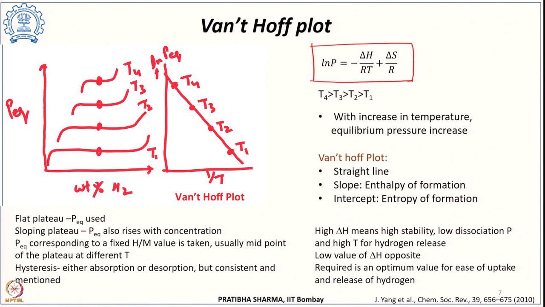Now this delta H, as we have mentioned, is related to the stability of the metal hydride. If the delta H value is high, that means the metal hydride has a higher stability. If it has a higher stability, we will require a low dissociation pressure or high temperature in order to get the hydrogen from the metal hydride system, for the hydrogen release. So as the delta H value is higher, that means higher stability, and a higher temperature or low dissociation pressure is required for the release of hydrogen. However, the reverse occurs if the delta H value is low: the system is less stable and we will require a higher dissociation pressure or low temperature for the hydrogen release. Now in the actual case, delta H should be neither very high nor very low. An optimum, intermediate value is required for ease of uptake and release of hydrogen from these metal hydride based systems.